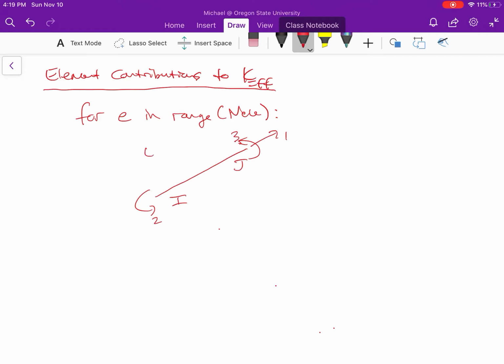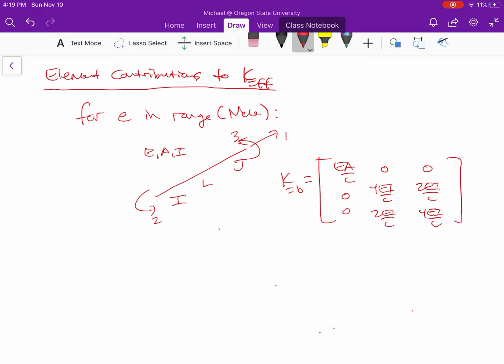It has properties E, A, and I, and it has some element length L. And we can form the 3x3 basic stiffness: EA over L, 0, 0, 0, 4EI over L, 2EI over L, 0, 2EI over L, 4EI over L. So you can make that 3x3 within your loop.